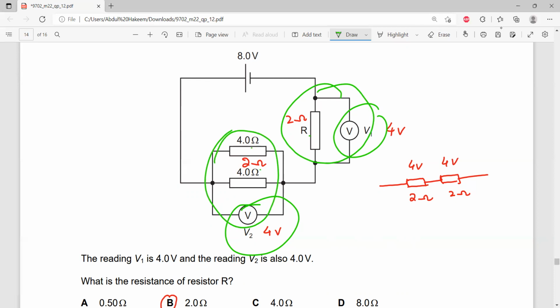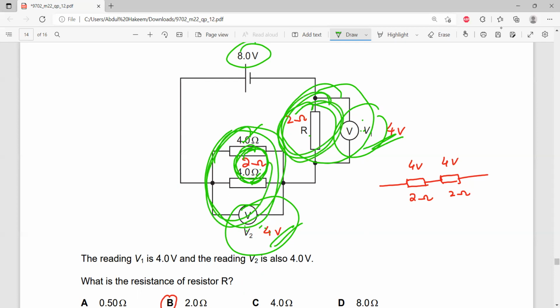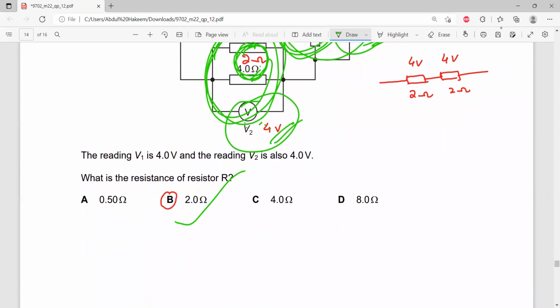Look here, these two resistors are connected in parallel. 4 ohm, so the net resistance is 2. When voltage is the same, then the net resistance will be the same. If here is 2 ohm net resistance, so definitely 2 ohm across it. That's why this 8 volt is equally divided between these two combinations. 4 volt here, 4 volt here, the same resistance. So this total resistance is 2 ohm, so this resistance must be 2 ohm. That's why the answer is B.